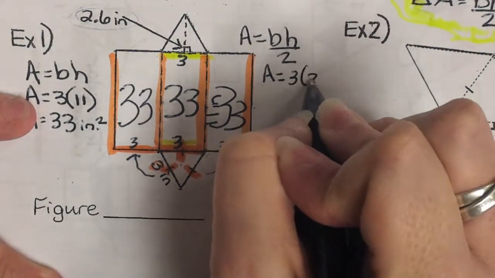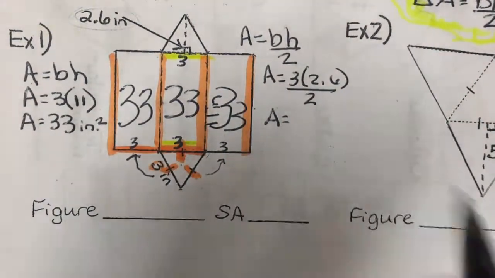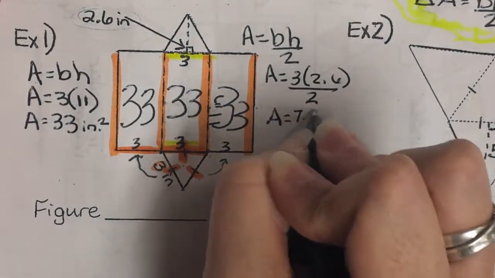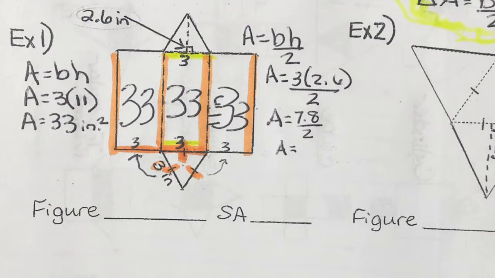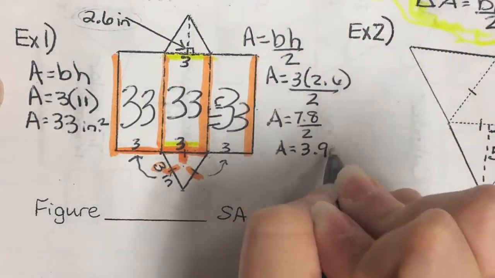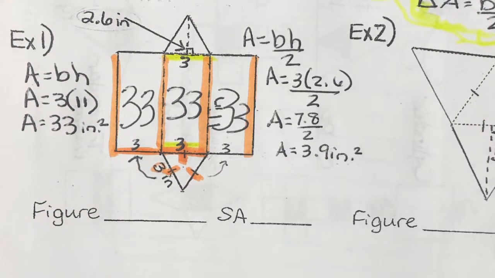So 3 times 2.6 divided by 2. I just don't remember, and I've done it 3 times today. You'd think I'd remember, but okay. Now it's 7.8 divided by 2. 3.9 inches squared, because it's area. Area is always squared.